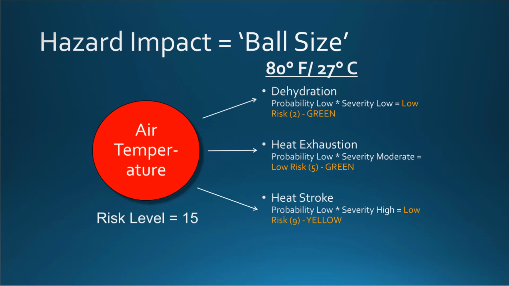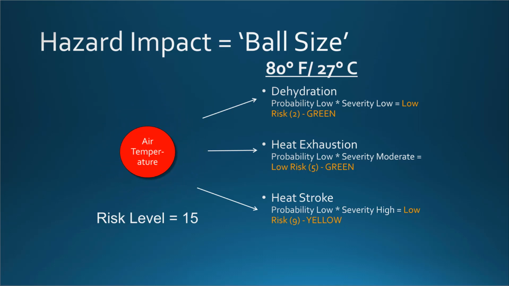If we think about the overall risk, we can see that as a risk level of 15. So although there are some risks associated with these different heat illness related issues at 80 degrees Fahrenheit, it's not a really, really big danger zone. So it's not necessarily something that we have huge concerns about.